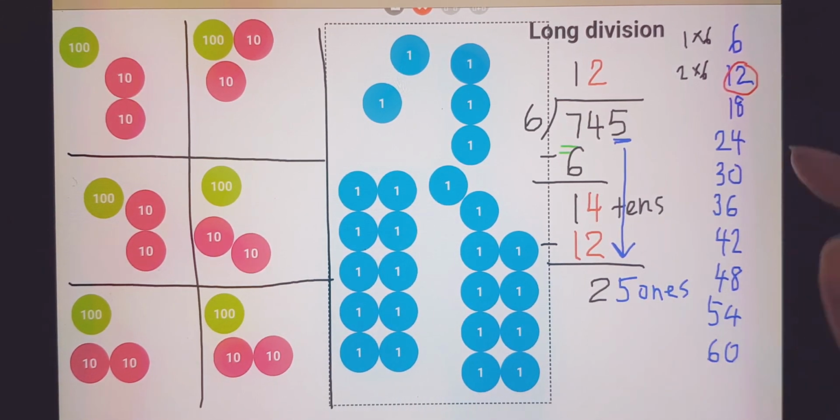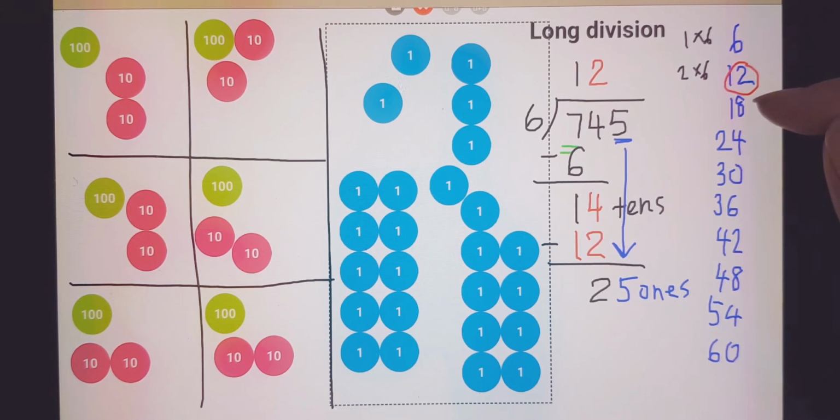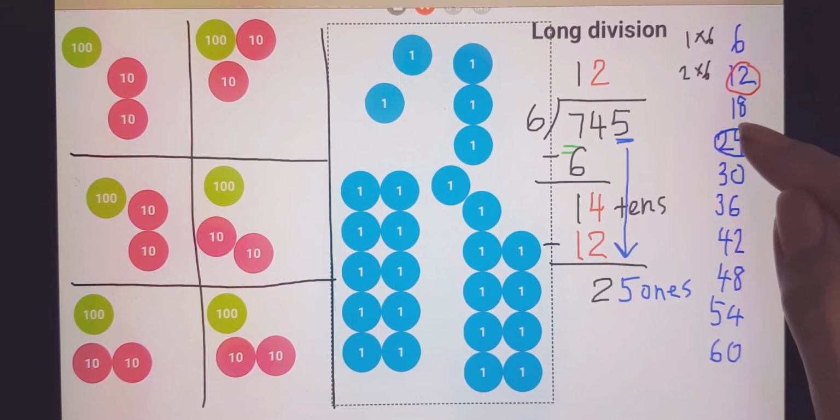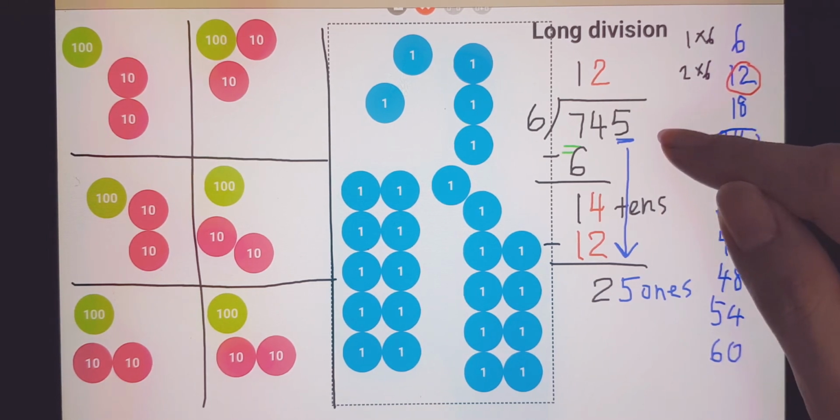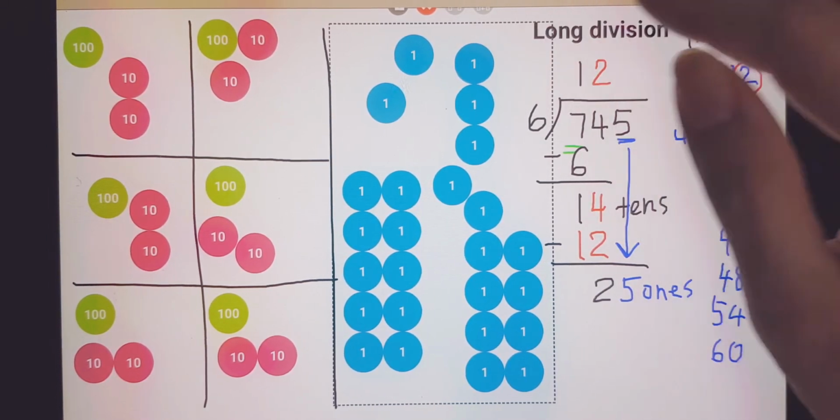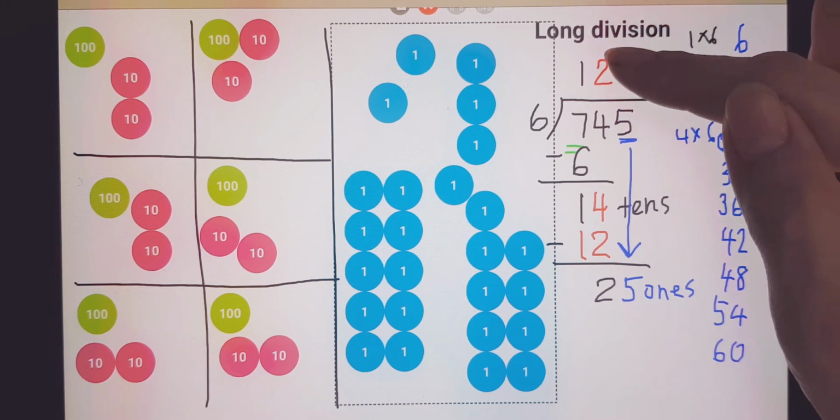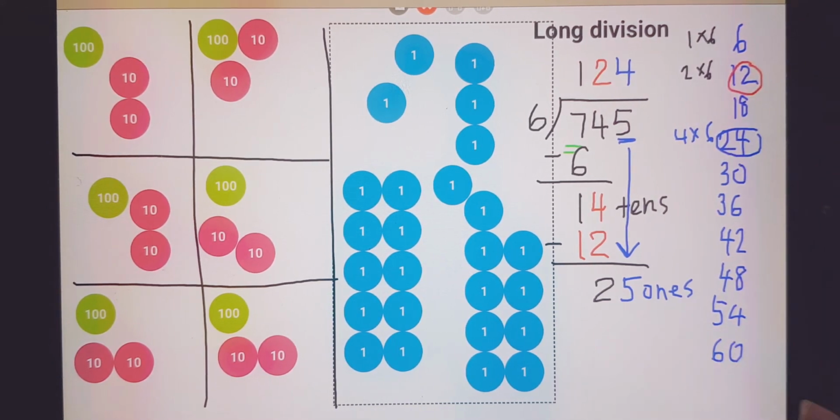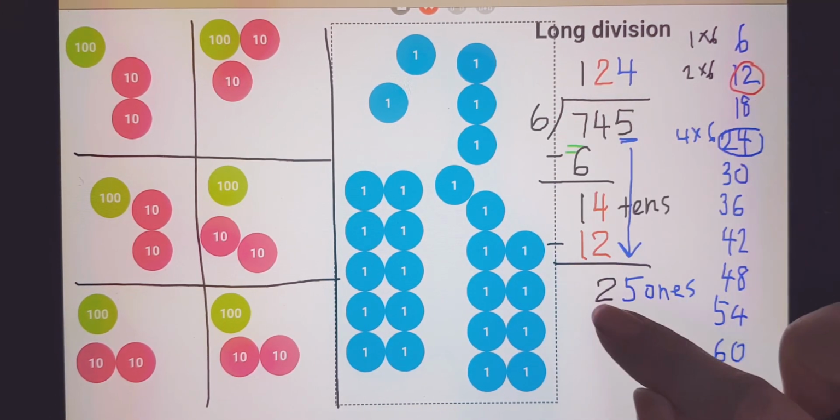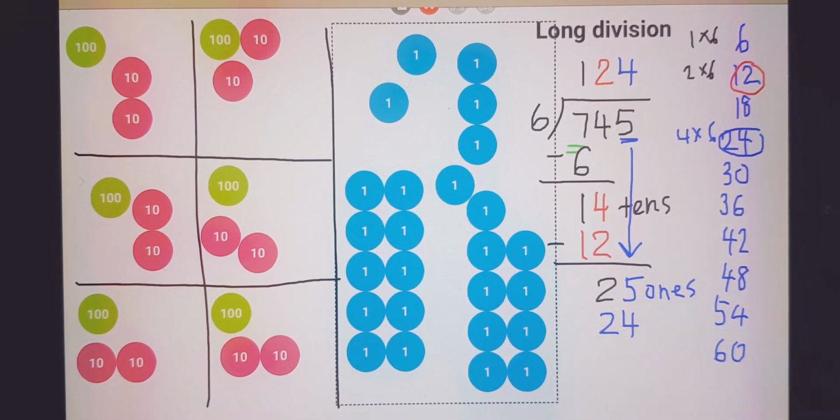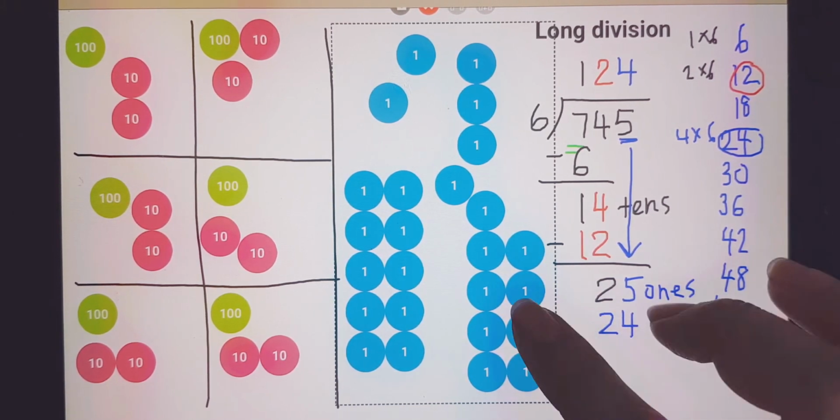If I have 25, how many can I give out? Let's look. 6, 12, 18, 24. Wow, I can give out 24. 24 is 4 times 6. So everybody gets 4. So I'm going to write 4 here. And 4 times 6 is 24. I'm going to give out 24. So watch as I do that.